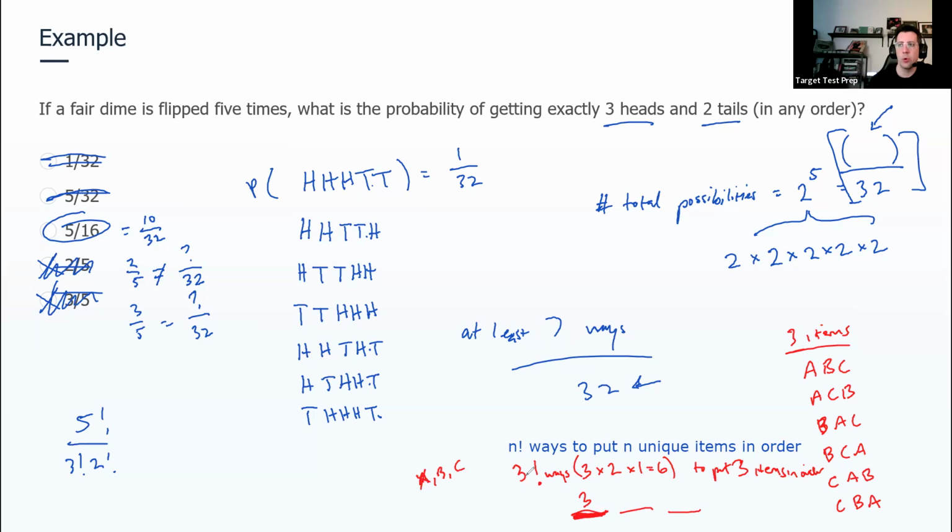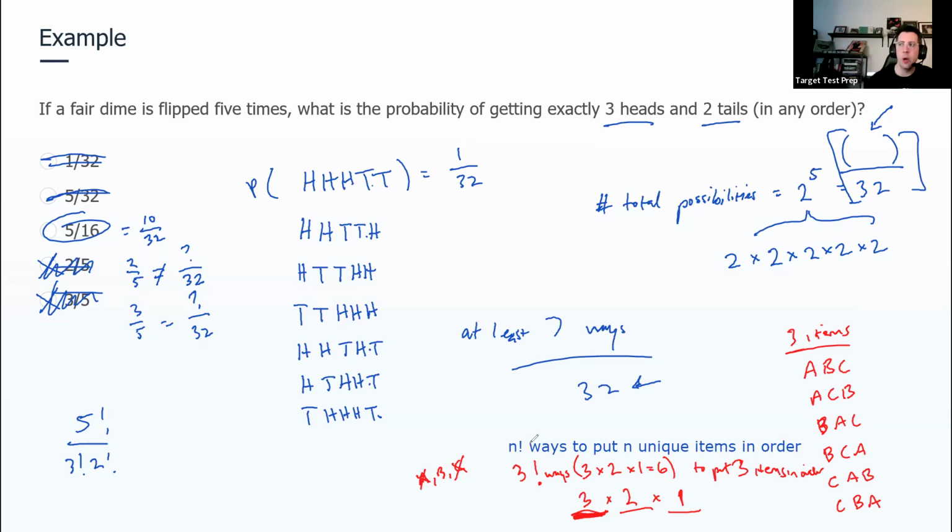Then whichever one I pick, I have only 2 letters left to choose from for the second slot, and that's it. And then for that last slot, I only have 1 left, so I'm forced to pick that last letter, right? So that's why this works. 3 times 2 times 1 to put 3 things in order. If I want to put 4 things in order, it's 4 times 3 times 2 times 1. For 5 things in order, 5 times 4 times 3 times 2 times 1. Okay, so that's the first thing.